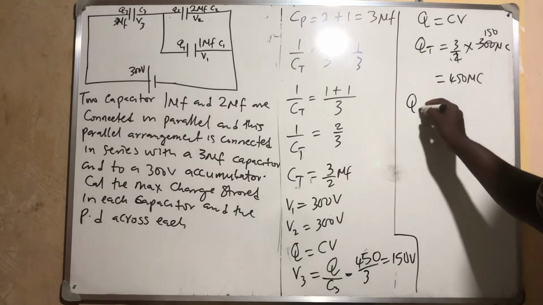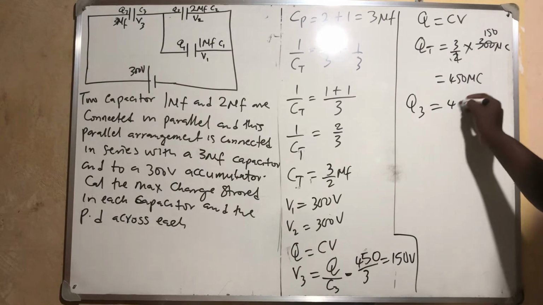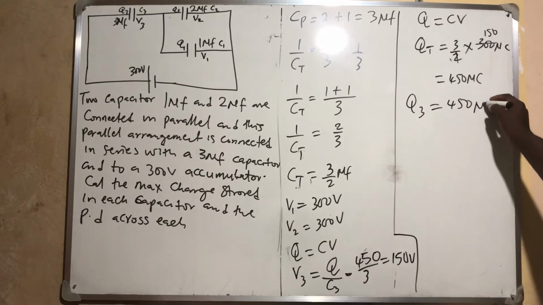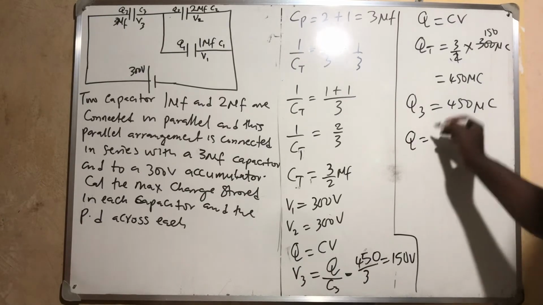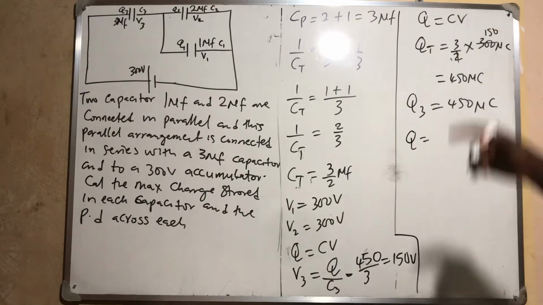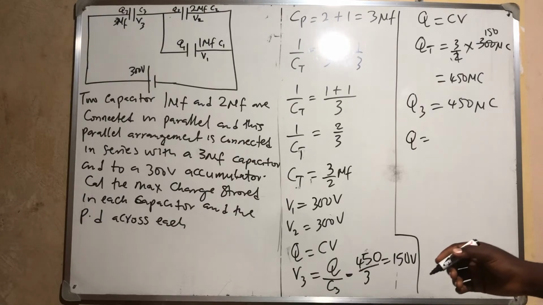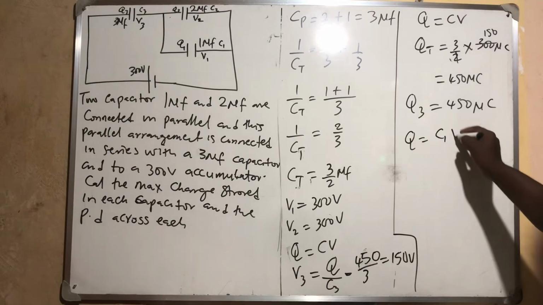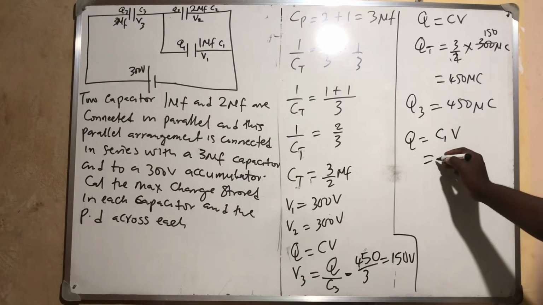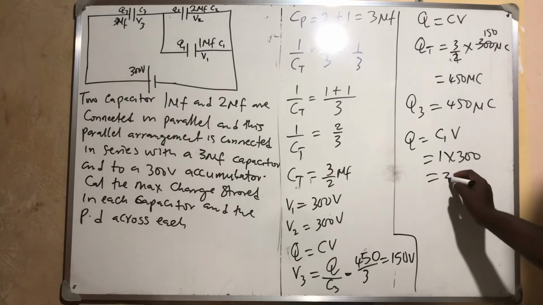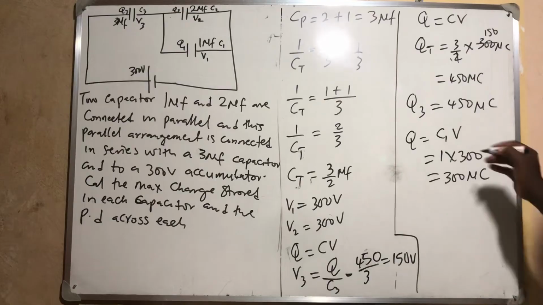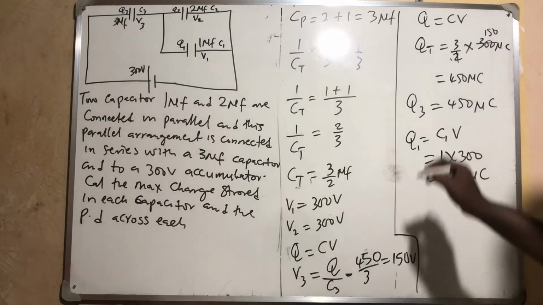So automatically my Q3 is equal to what? That 450, the total one, 450 mu coulomb. But my Q1 will now be what? Make Q the subject here. You have that Q is equal to C1V. What is my C1? That is 1 times 300, which is equal to 300 mu coulomb. Okay, that is for my Q1.